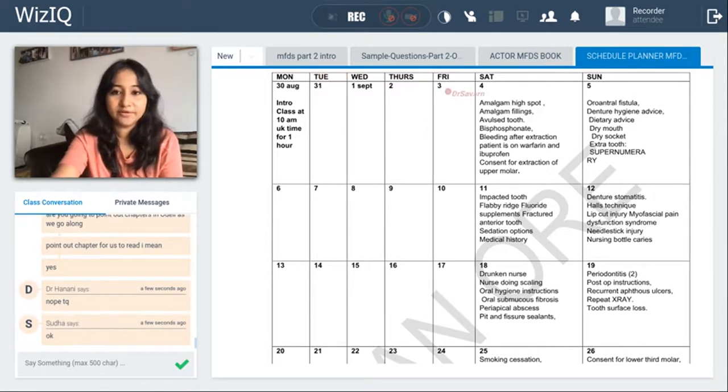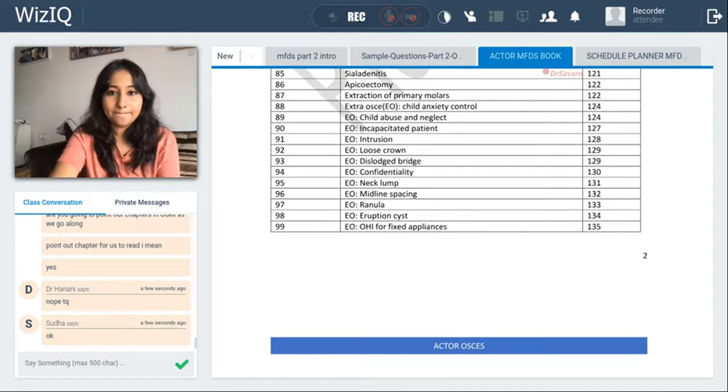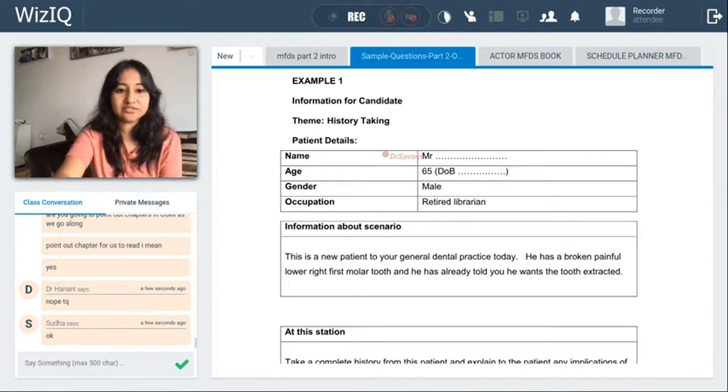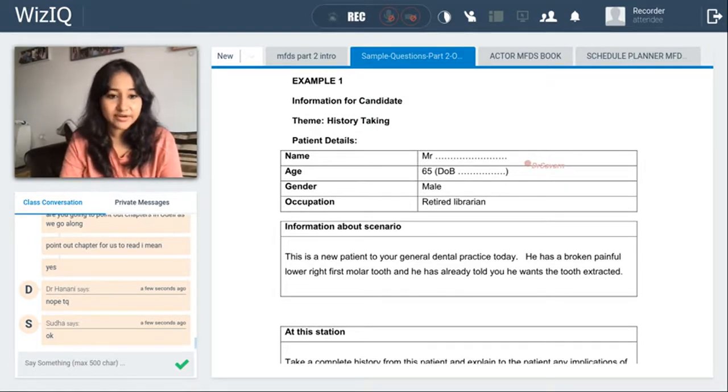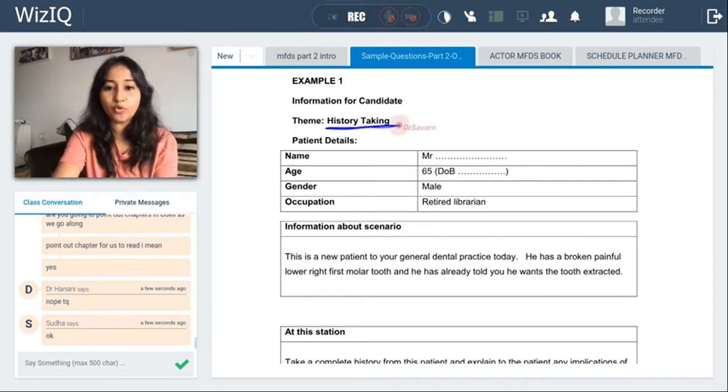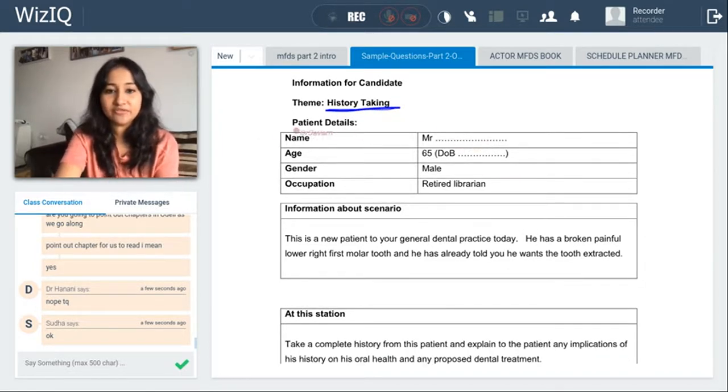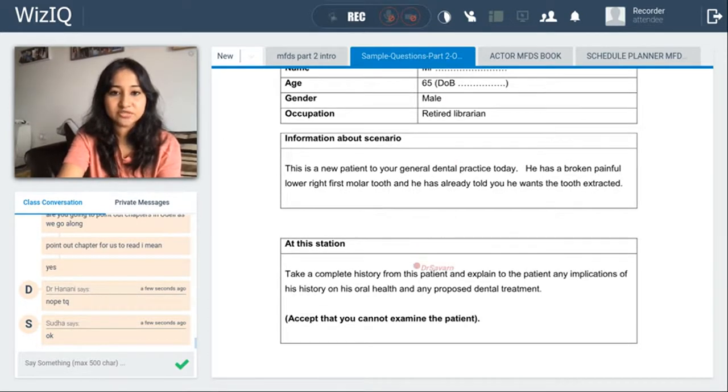Okay. Right. All right. So let us look at one sample question. As I told you, there are 4 themes. Today we are going to see the first theme, that is history taking, which is a very simple theme. In the history taking theme, you'll be given this information. This is exactly how you'll have a scenario. It's a very, very small scenario. This much is the scenario.